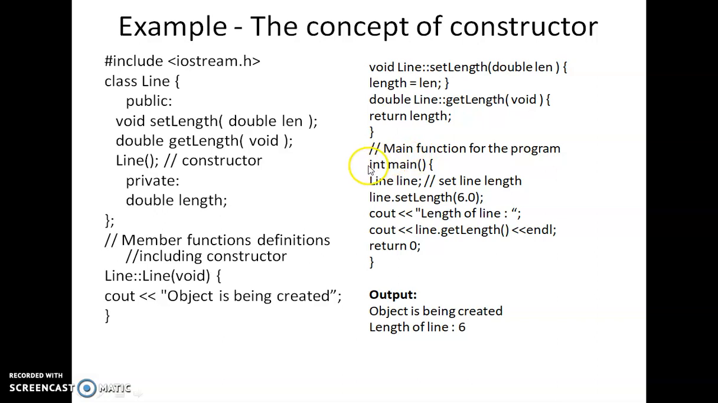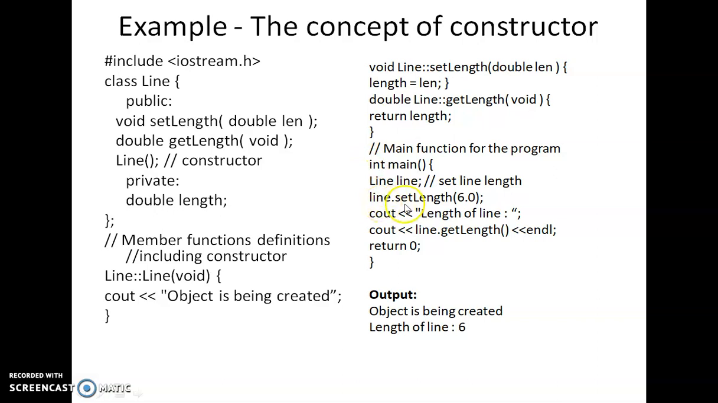Now the program starts from the main method. When the object is created for this class, see here, the class name followed by the object name. The object name is line in small letters. Whenever this object is created, the constructor will execute first automatically, so it is going to print "Object is being created." See here the output: Object is being created.